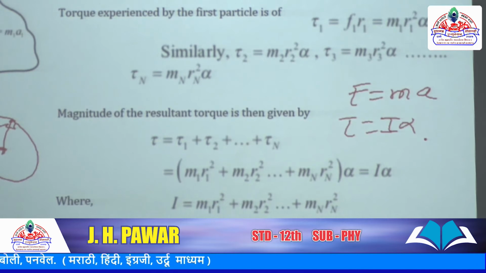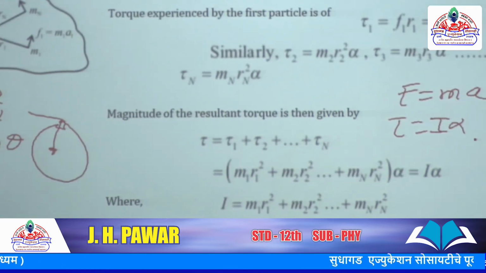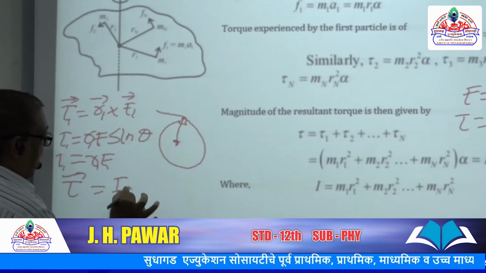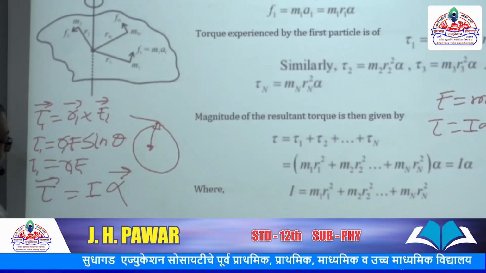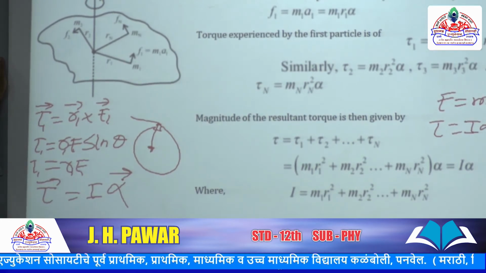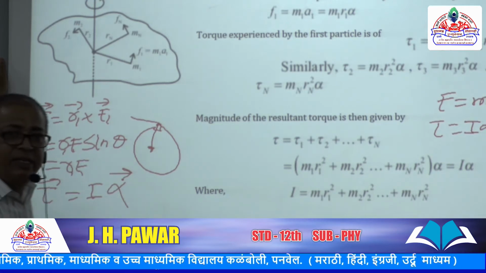Thereafter we go through how we can write this equation in vector notation. You can write this vector notation as vector tau equals I, the tensor, into alpha. It means the direction of alpha and the direction of torque are the same. Okay, simple thing.